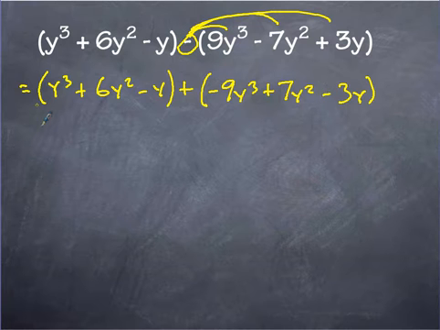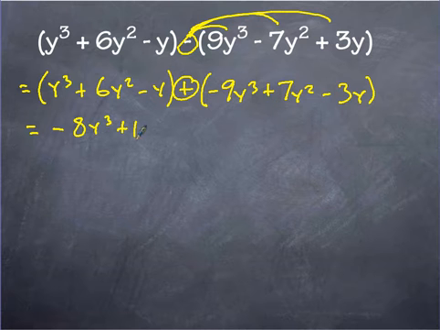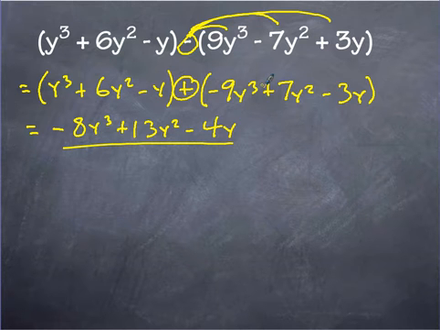So here we get this problem. So now we can go through it just like the last video. We look for like terms. Same variable, same exponent. So 1y to the third plus negative 9y to the third would be negative 8y to the third. Positive 6y squared plus positive 7y squared would be 13y squared. And then negative 1y plus negative 3y is negative 4y, and we get our answer. So that's one way to handle that issue with the subtractions. It helps us avoid some mistakes, especially with the positives and negatives.